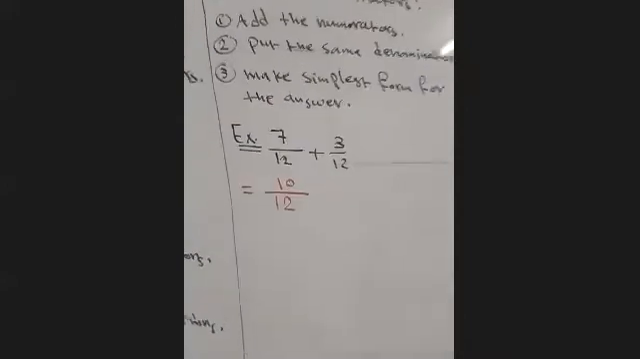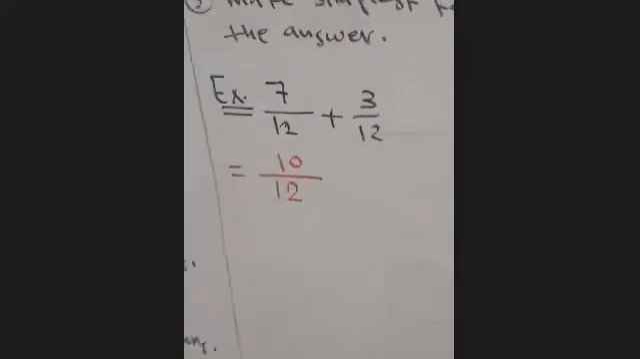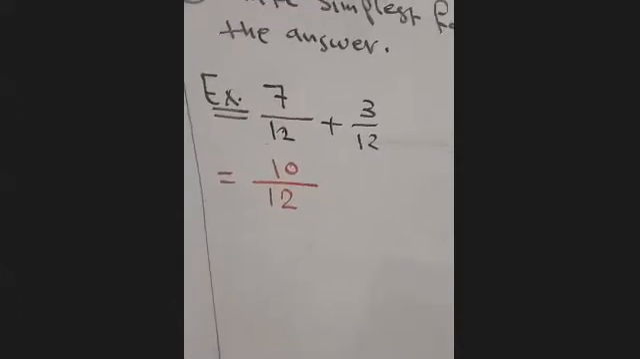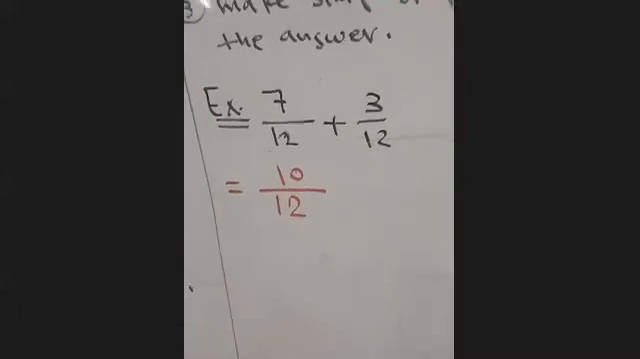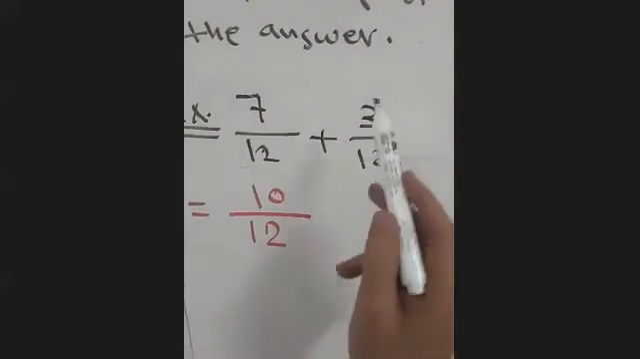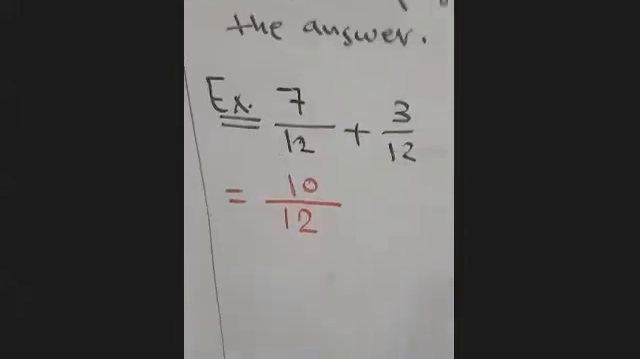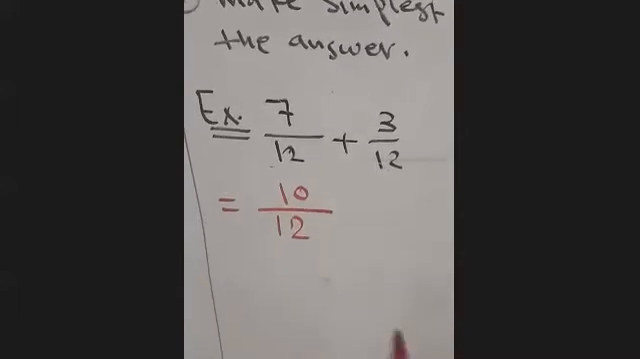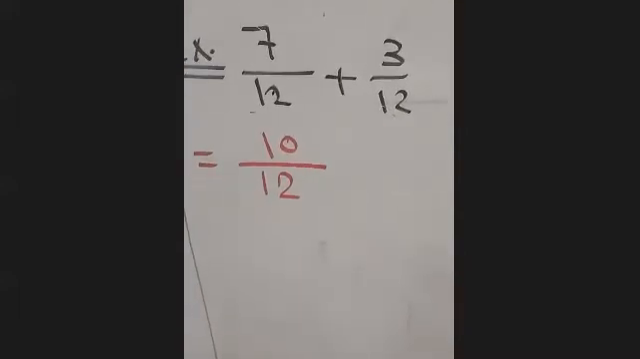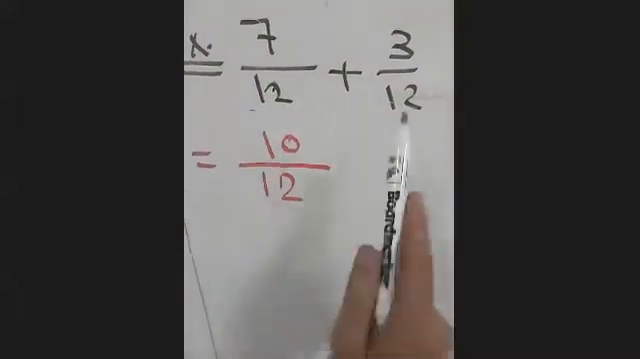We don't add down. Do not add the denominators ever. Only add the numerators. Don't add 12 plus 12. I said it more than 4 times. The 5th time. Do not add the denominators. Got it?